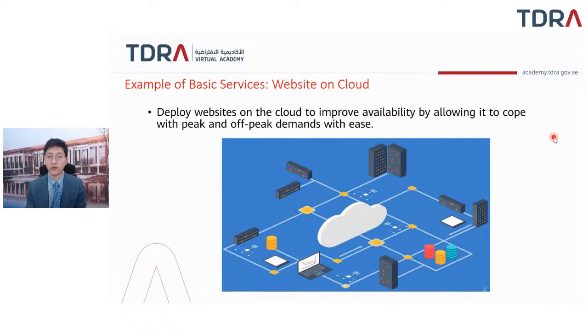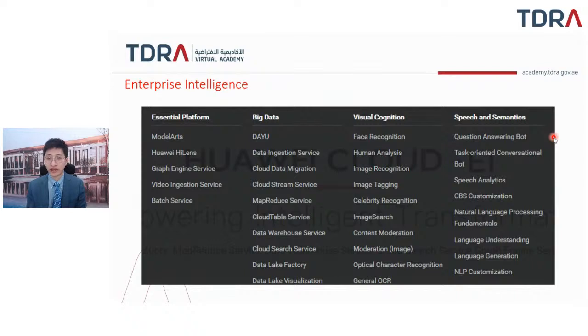We can build our own website. You can just order some computing services and some storage services, and you can build your own website on it. And of course, if you need more functions, not only basic computing and storage, but more like big data analysis and artificial intelligence, that's okay. You don't need to build that system yourself. You can directly order the service on the cloud, because the cloud computing vendor has already built all these functions for you. Here they mention big data analysis, visual cognition, and speech and semantics.